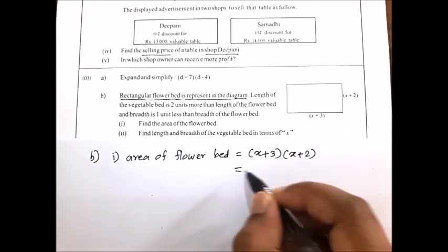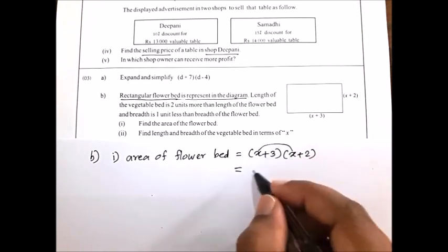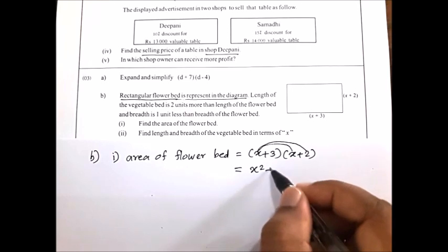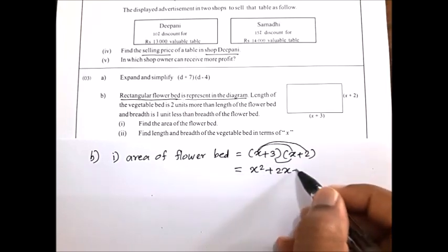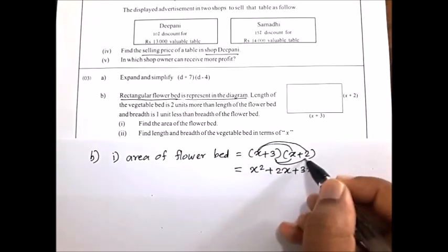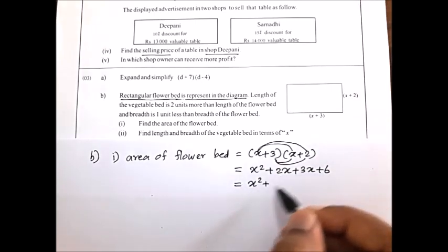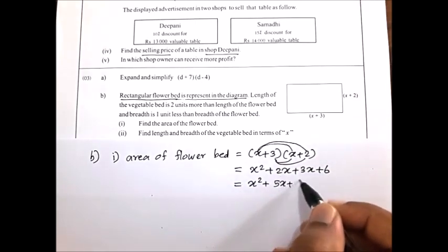Then remove the brackets. x multiplied by x, x to the power 2. x multiplied by 2, 2x. 3 multiplied by x, 3x. 3 multiplied by 2, 6. x to the power 2, 2x plus 3x, 5x, plus 6.